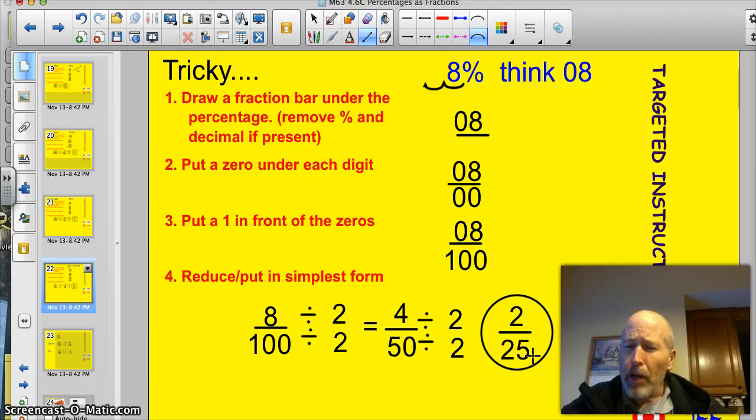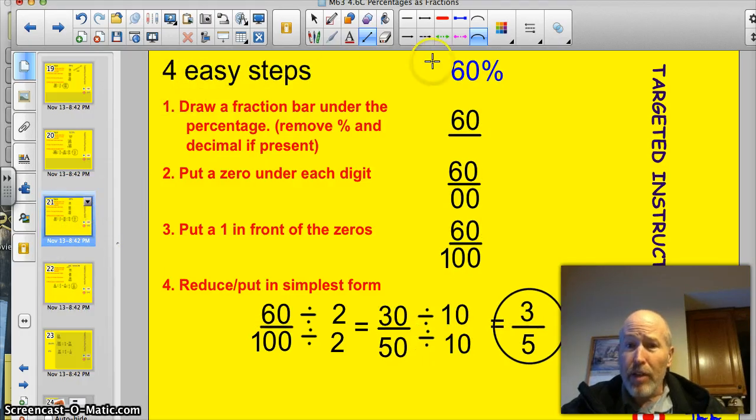Okay? All right. Another way you can do this is if you take 8 and you divide it by 100, you're going to get 0.08 on your calculator. Just like if you take this one here, 60, and you divide 60 divided by 100, you're going to get 0.6 on your calculator. And you could start with a decimal and go to a fraction too, which you already know how to do.